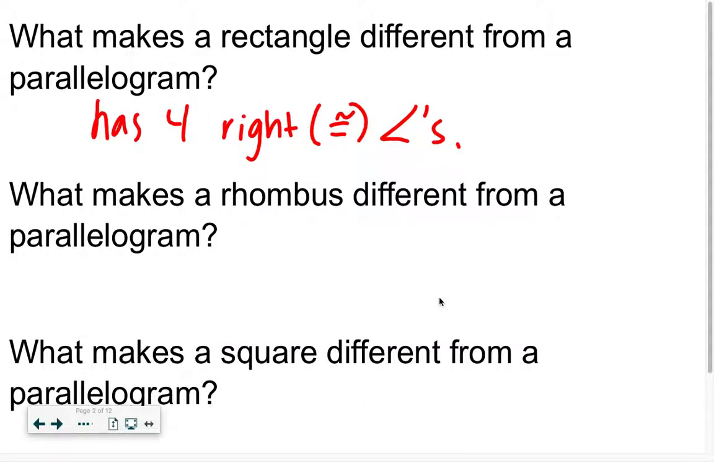What makes a rhombus different than a parallelogram? What makes it more specific? Luke? Has 4 congruent sides. So again, it looks just like a parallelogram, but all 4 sides have to be the exact same length.